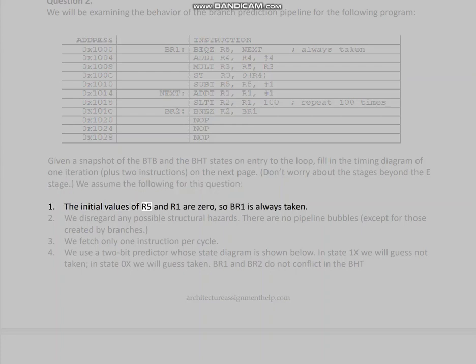1. The initial values of R5 and R1 are 0, so BR1 is always taken. 2. We disregard any possible structural hazards. There are no pipeline bubbles, except for those created by branches. 3. We fetch only one instruction per cycle. 4. We use a 2-bit predictor whose state diagram is shown below. In state 1x we will guess not taken, in state 0x we will guess taken. BR1 and BR2 do not conflict in the BHT.